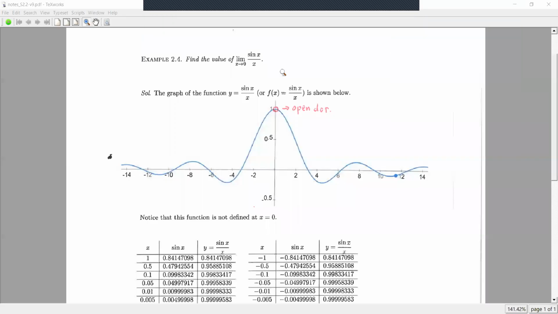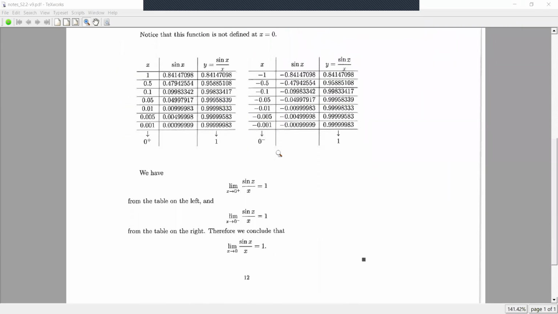We can also use tables to find the limit. Here are two tables. In this table, I let x approach 0 from the right by taking on these points. From the last column, you can see that as x is getting closer and closer to 0 from the right-hand side, the function value is approaching 1. This table suggests the right-hand side limit is 1.